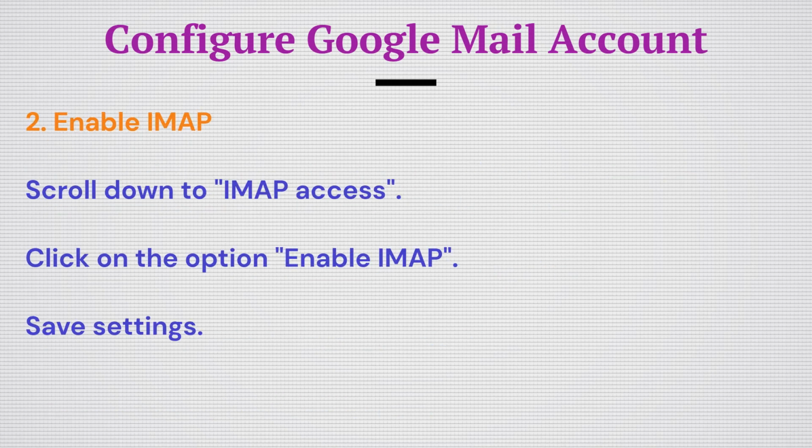2. Enable IMAP. Scroll down to IMAP Access. Click on the option Enable IMAP.